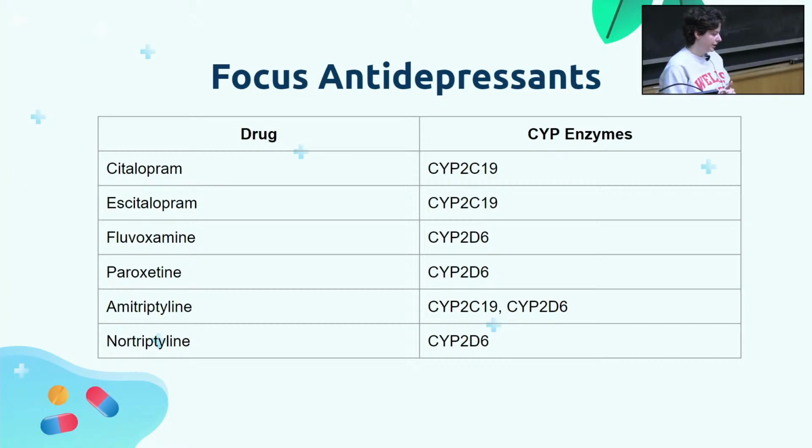So why antidepressants? Why do we care about antidepressants when we're talking about pharmacogenomics? So as I'm sure some of you guys know, so many people are on antidepressants nowadays. The prescribing rate for antidepressants has actually skyrocketed since COVID, which is not really a shock, but it has happened. It is now one of the most commonly prescribed drug classes.